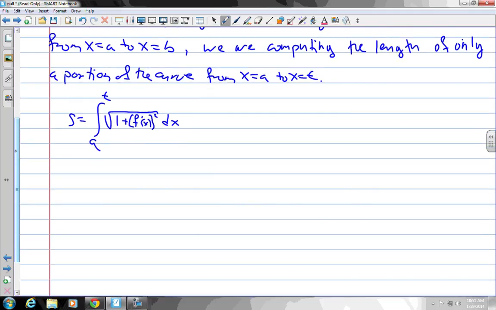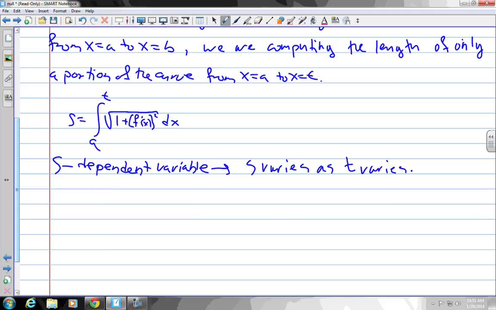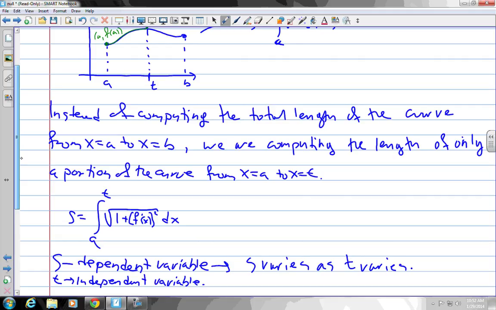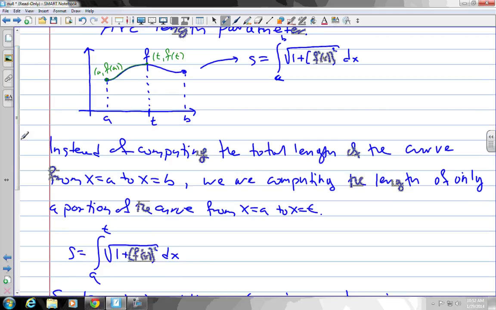So s is your dependent variable. S varies as t varies, while t is your independent variable. So there's nothing really special about this definition in comparison to what we had so far.